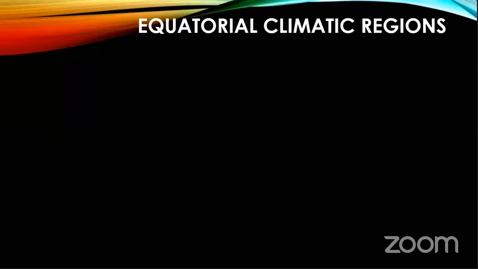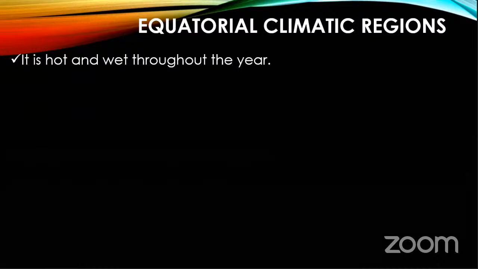Largest, dry and hot throughout the year. It's hot and wet. So thank you. So we can stop there and we get to what the teacher prepared. Thank you for your ideas. They are all beautiful ideas. Hot and wet. Very good ideas. One, it is hot and wet throughout the year. That means the temperatures are high and it is always raining in this climatic region.